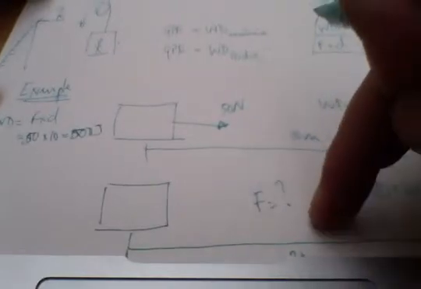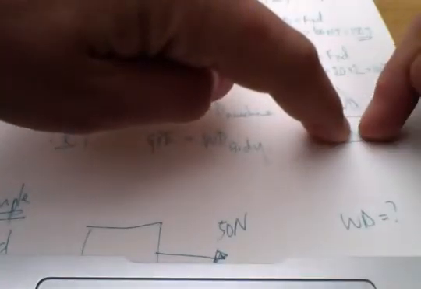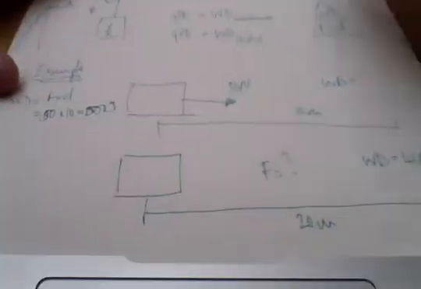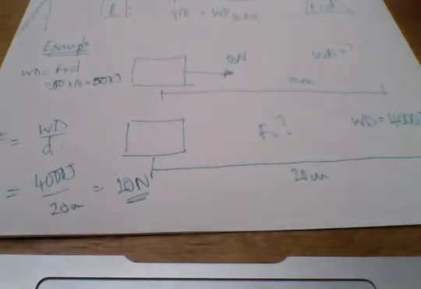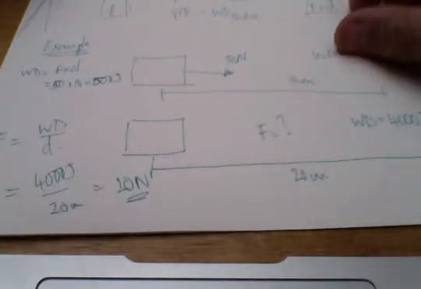Okay then, I'm looking for the force, so if I go to the equation here, cover up force, it's work done divided by distance. So therefore the force is work done divided by the distance. So that means 4,000 divided by 20, giving me 20 newtons of force. Okay, so hopefully work done is fairly straightforward.